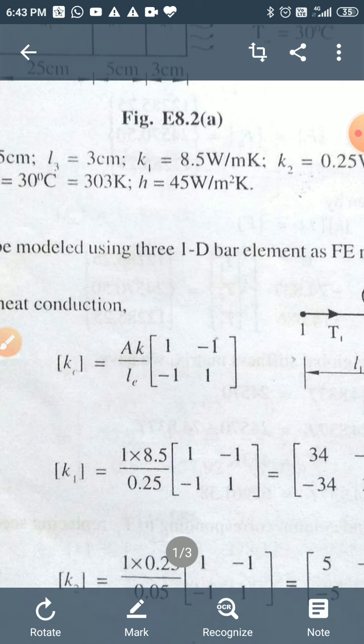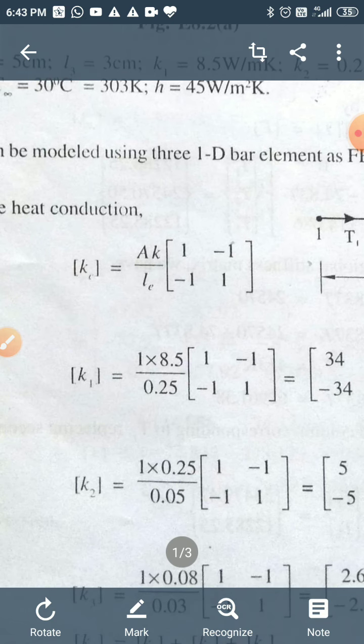We are going to consider it as unique. Suppose the area is not given, we are going to consider it unique. K is the thermal property of the material. It is given that for the first element K is equal to K1, and Le is the equivalent length of the composite wall. It is given L1 is equal to 25 centimeter.